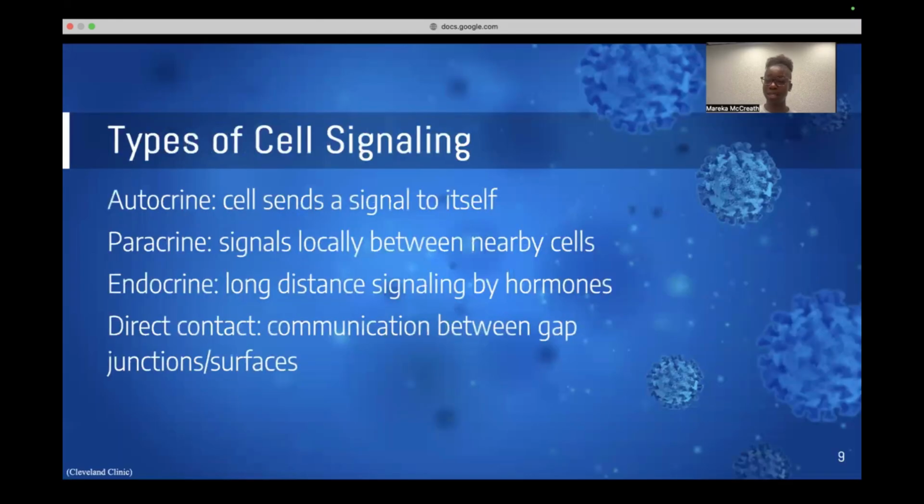So the types of cell signaling, there's autocrine, which is when a cell sends a signal to itself. Paracrine is when signals are transferred locally between nearby cells. Endocrine is long-distance signaling by hormones through the bloodstream. And direct contact is communication between gap junctions and surfaces.